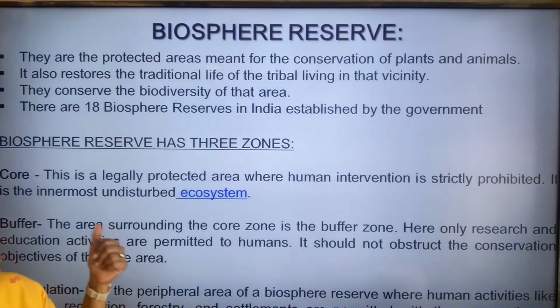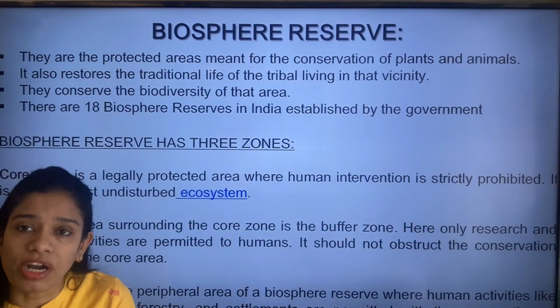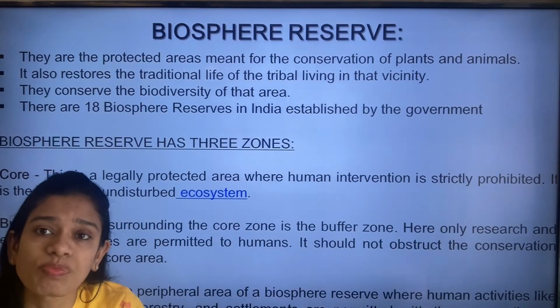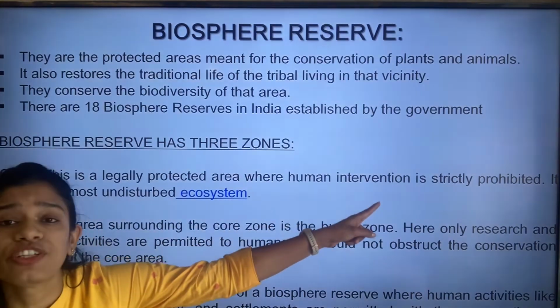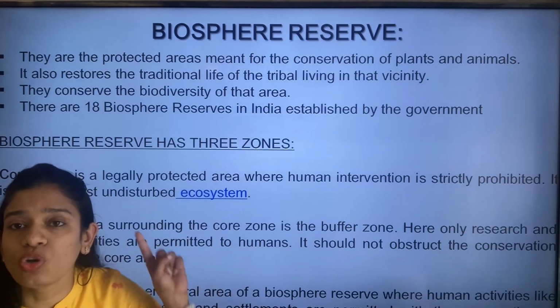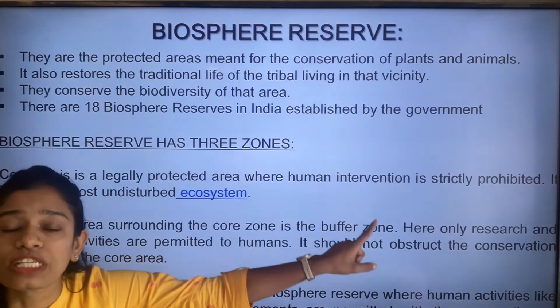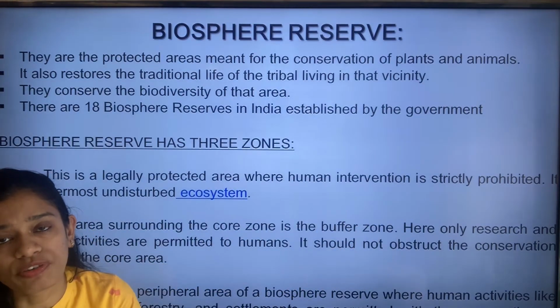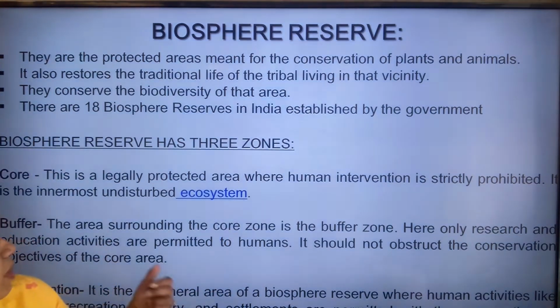So what are the zones? First is the core zone. It is the interior most part of the Biosphere Reserve, and in this area human intervention is strictly prohibited. No humans or outsiders, no visitors are allowed into this core area of the Biosphere Reserve. This is called the core area, the innermost part of the Biosphere Reserve.